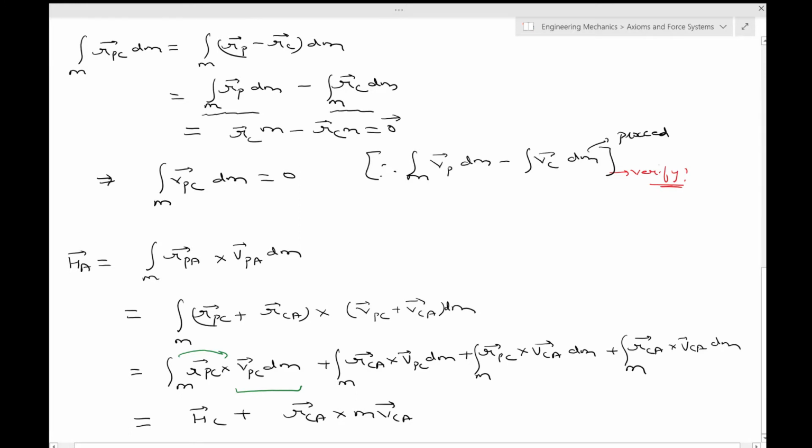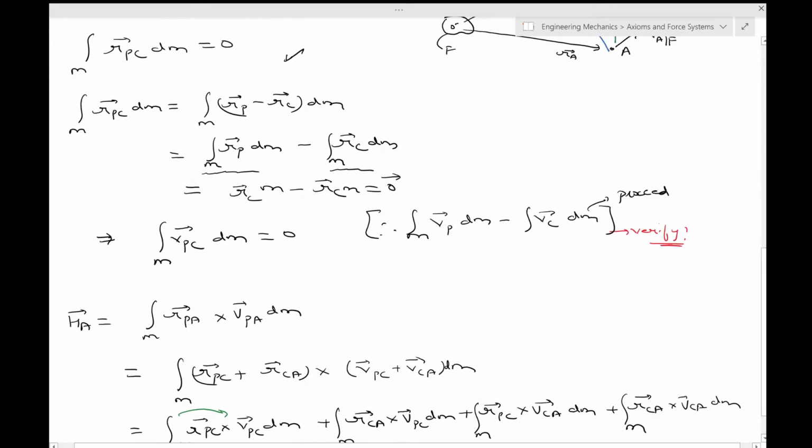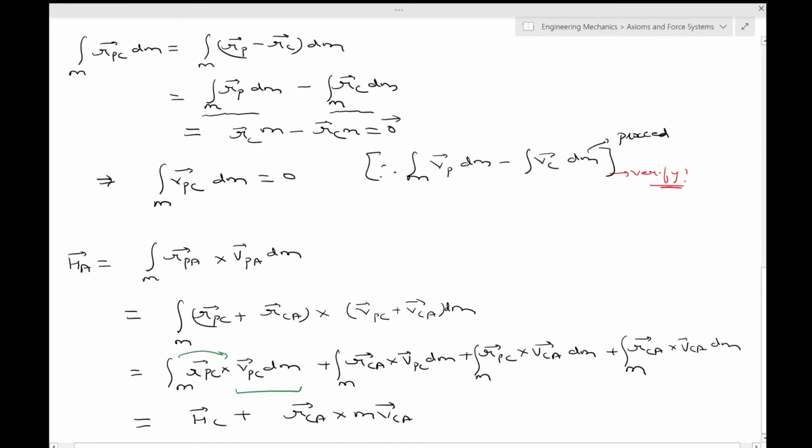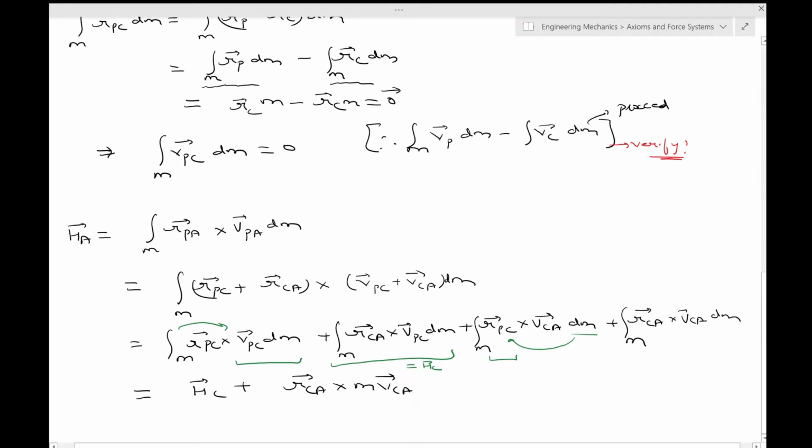Okay. Similarly, RPC dm, okay, if this moves in, this is also equal to 0, and this particular quantity is actually equal to HC. So this is the moment of momentum about point C, okay, and hence HA is proven to be equal to HC plus RCA into MVCA, okay. So this is equation 2.30.